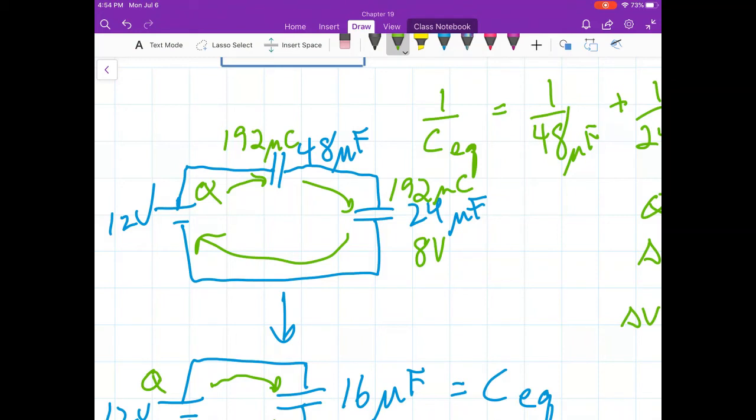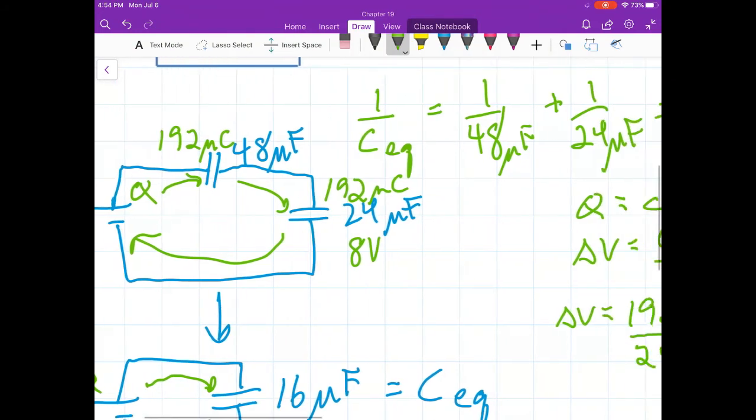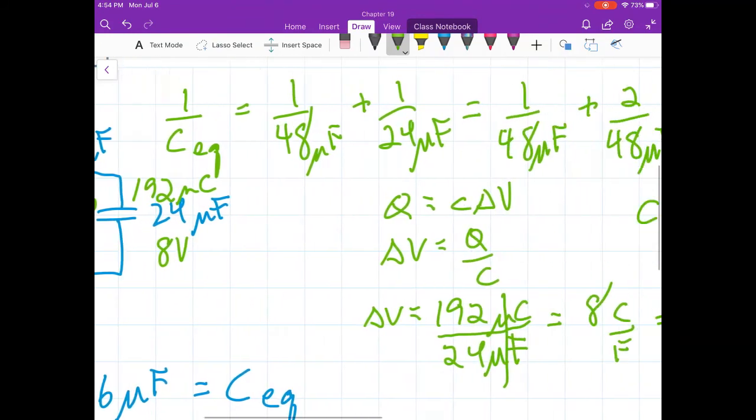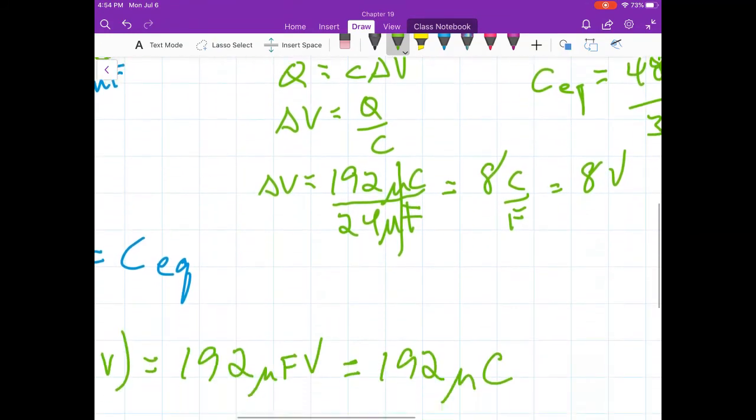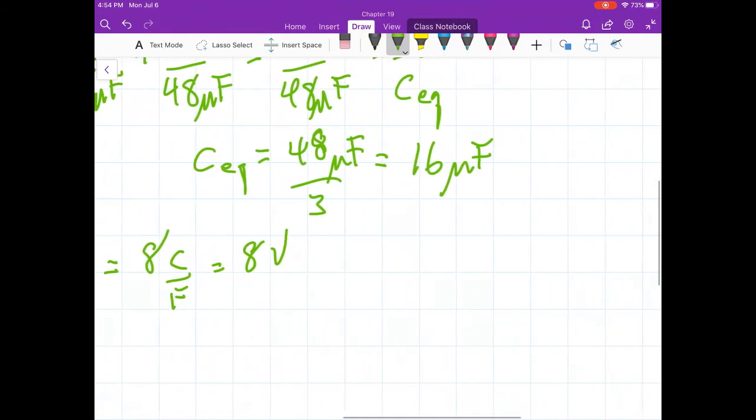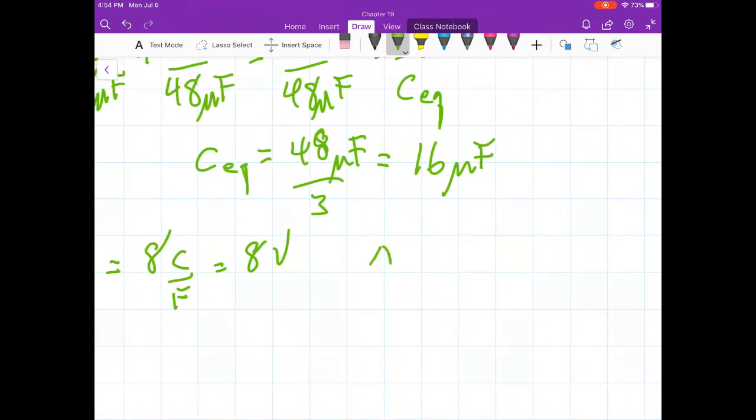What about the other one? The other one is going to be 192 over 48. So let's go over here. If I had a voltage for a capacitor with 192 microcoulomb and the capacitance was 48 microfarad.